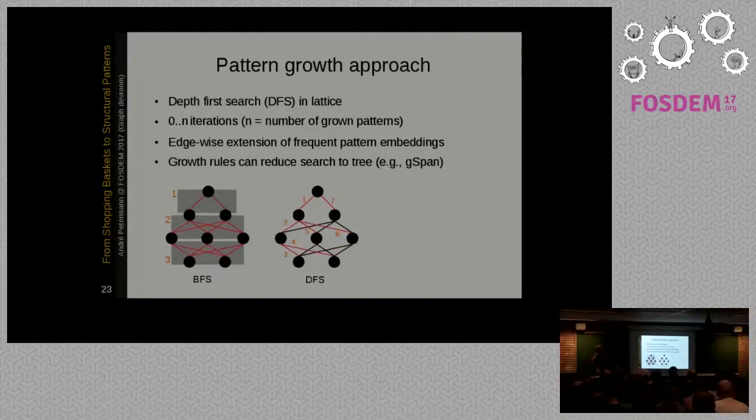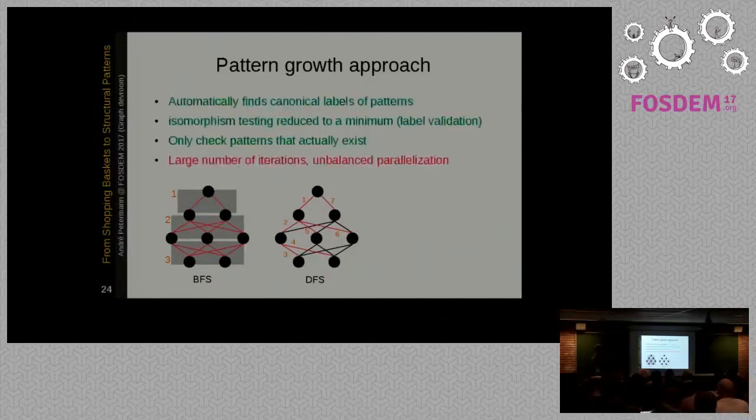The idea is that we have an edgewise extension of frequent patterns, and the growth rules can reduce the search to a tree. For example, gSpan is a very popular algorithm in this category. The problem, where the isomorphism still occurs, is that sometimes we don't want to visit, for example, this link in the lattice, but we accidentally visit it. This is why we need to check the graph representation to see if it's really on the tree that we wanted to find.